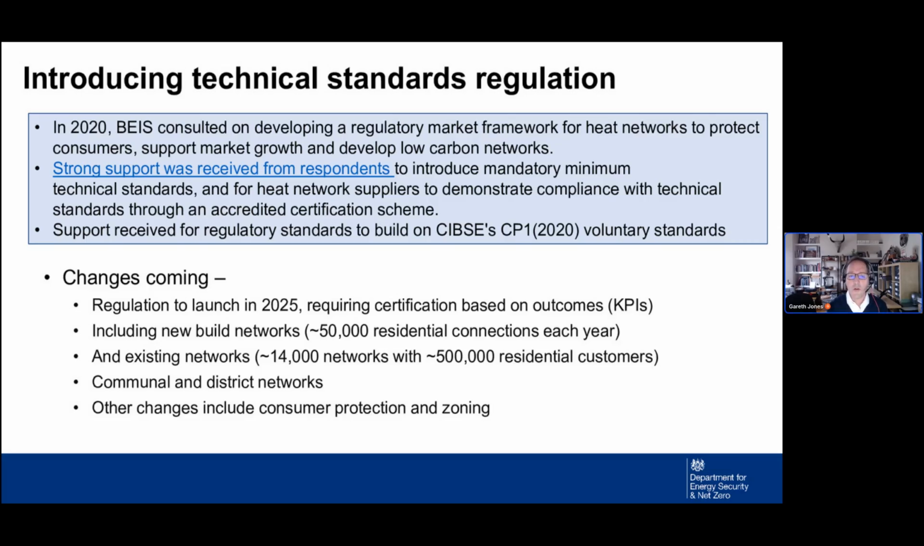And this includes all new build networks, so some in the order of 50,000 residential connections per year, but it's been higher in the past and we expect it to go higher again, and existing networks. So something in the order of 14,000 networks with something in the order of 500,000 residential customers. Includes communal and district networks, and alongside all of this, there are other changes to include customer protection and zoning.